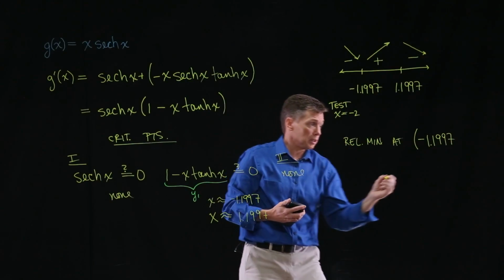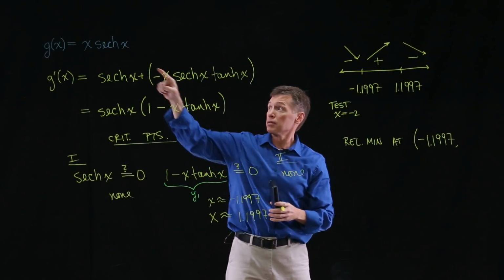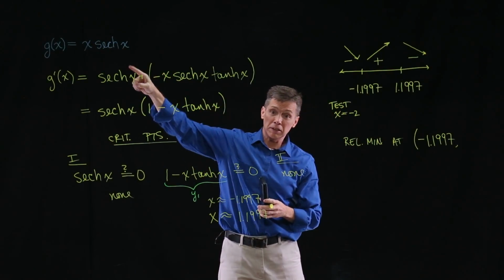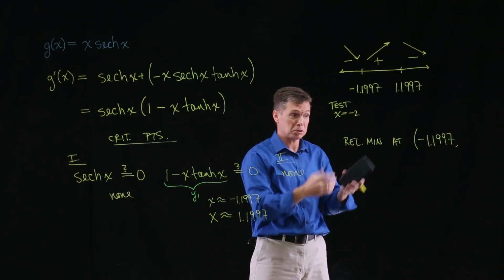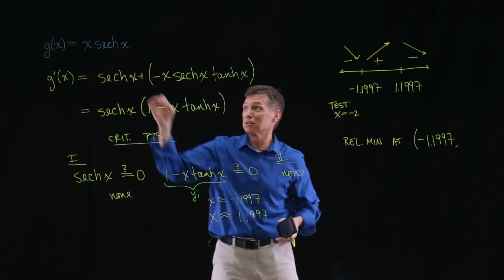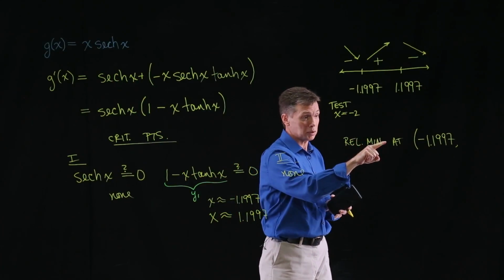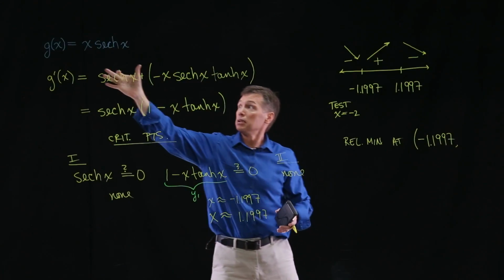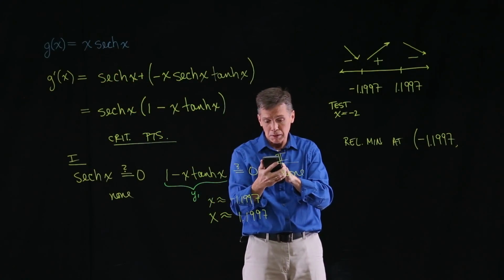For my y-coordinate, I need to go back to the original function and plug that value of x in. So I'm going to go to my graphing utility or a calculator again, because especially with those decimals and these hyperbolic trig functions, I don't want to strain my brain. So I'm going to take that negative 1.1997 and plug it in to my calculator or graphing utility here.